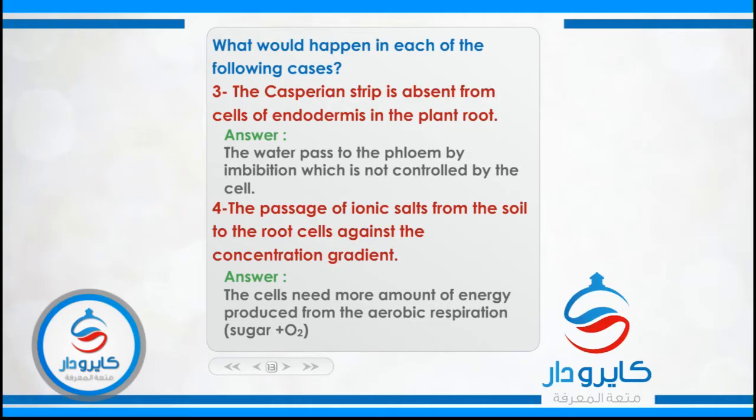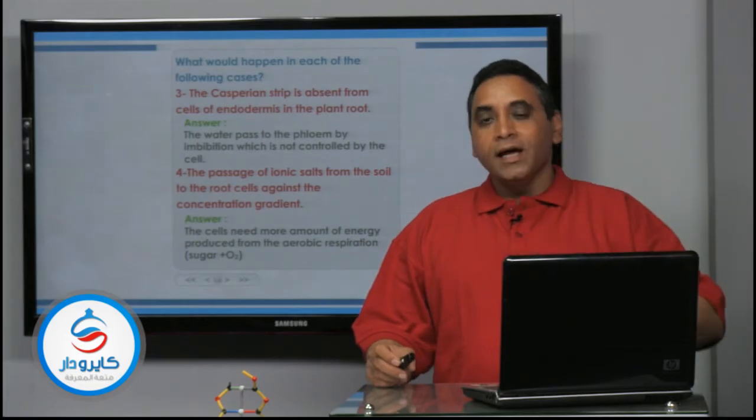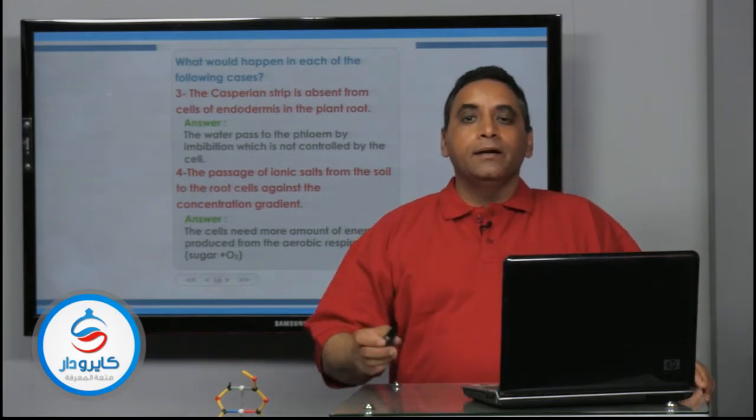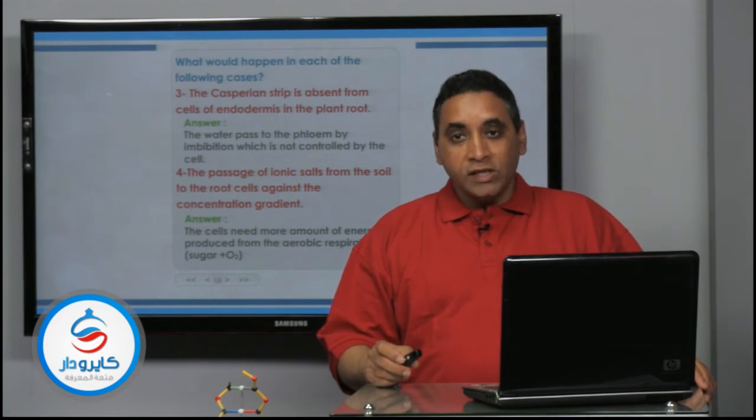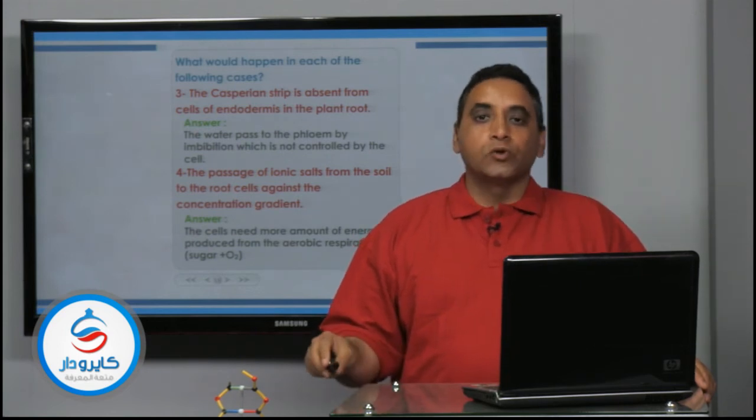The passage cells or the endodermal cells also contain starchy granules, which act as food stored inside the endodermal cells to provide a source of energy as starch, to produce the amount of energy required for the active transport.